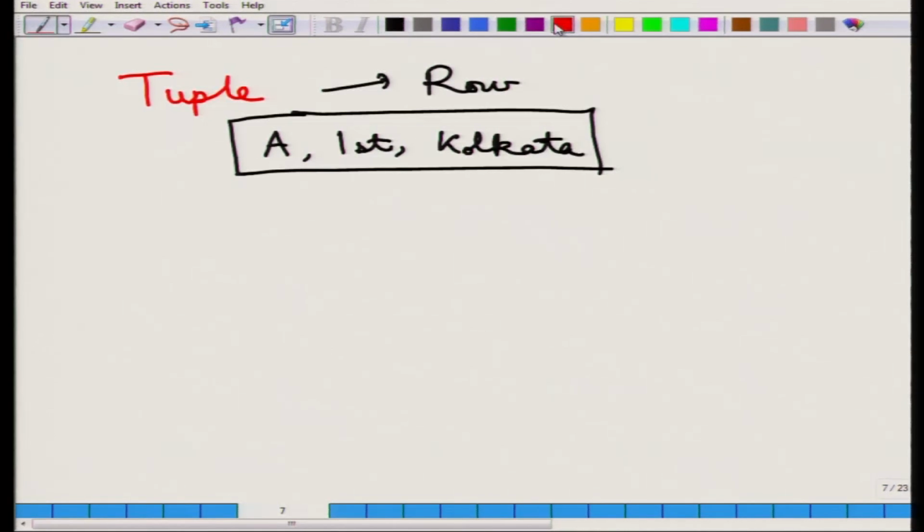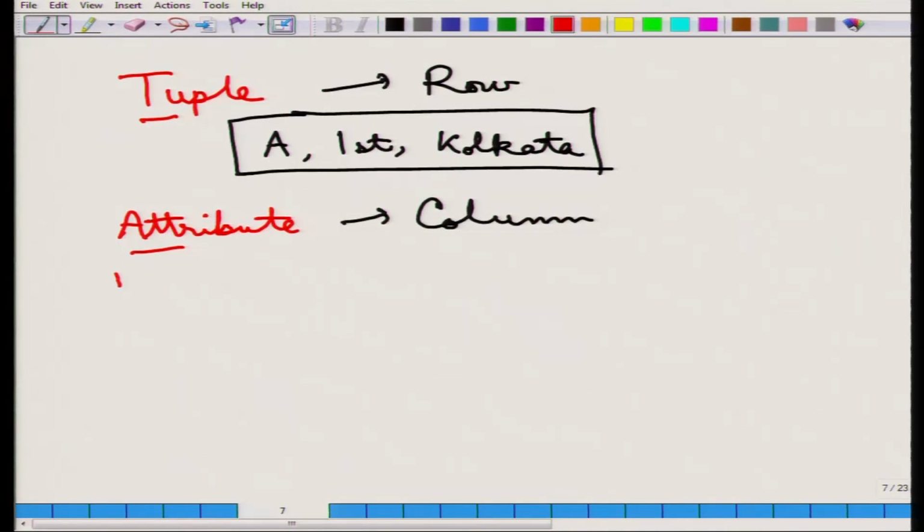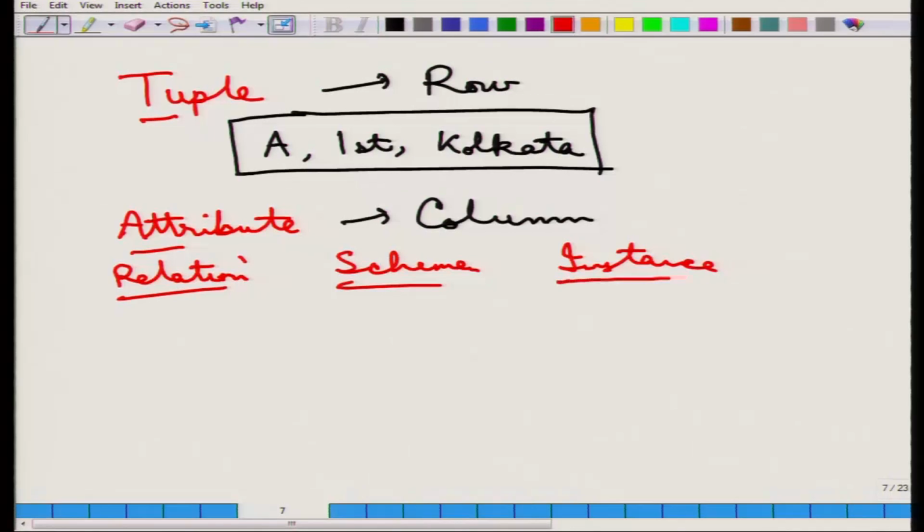And just to complete this, a tuple corresponds to a row, while an attribute corresponds to a column. So, this defines a tuple and an attribute. So far, we have got a tuple, an attribute, a relation, its schema, its instance, etc. And now we will formally define what a relational database is.